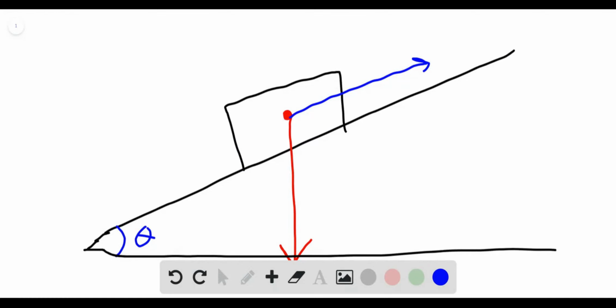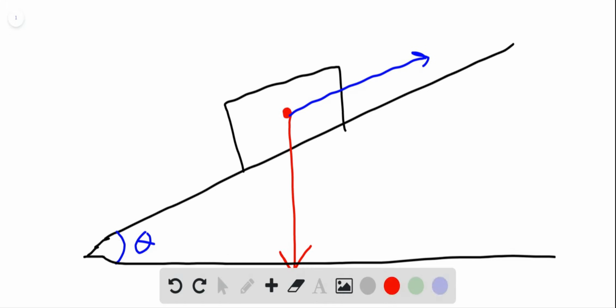All right, this question wants us to find the theta required to push a box that weighs 15,000 pounds up this ramp if it only requires 5,000 pounds of force this way. So, what we need to do is relate the forces that we have to the angle.